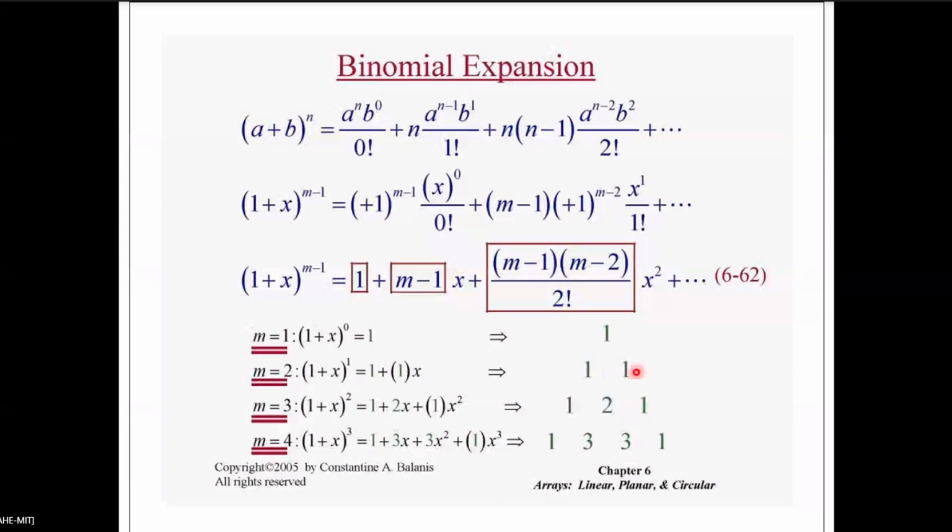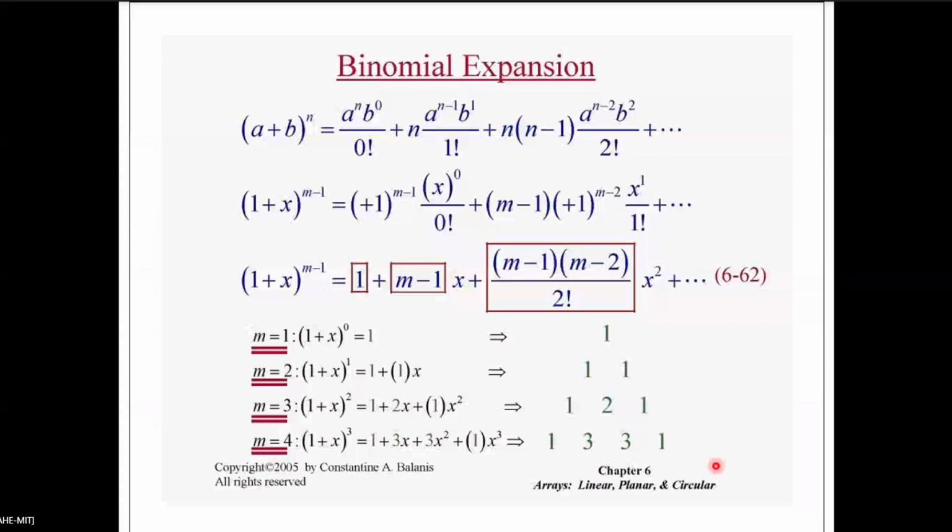Both are equal. This is for odd number, m equal to 3: 2a1 is 2, a2 is 1, and a3 is 1. And for m equal to 4, these two are a1, this is a2. Have you got it? Yes, sir. And you can expand this like this: m equal to 5, m equal to 6, and so on.